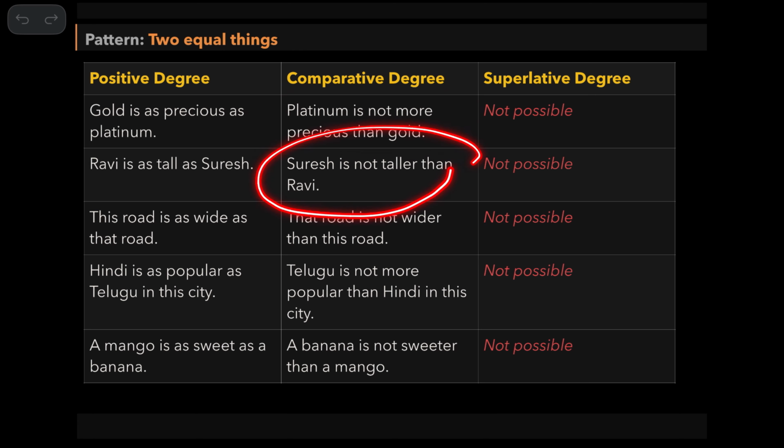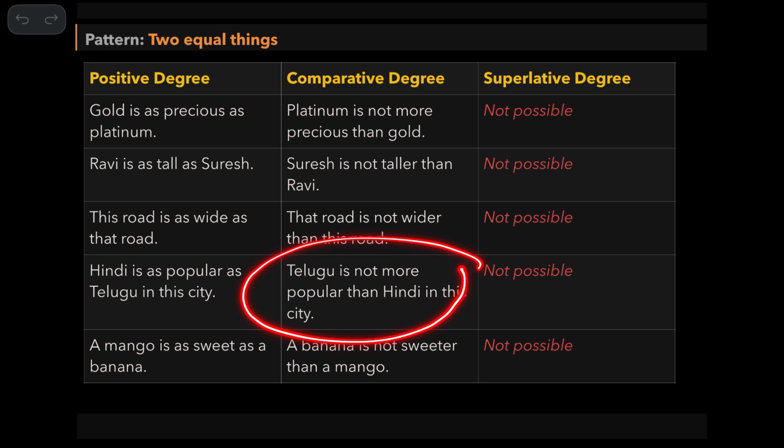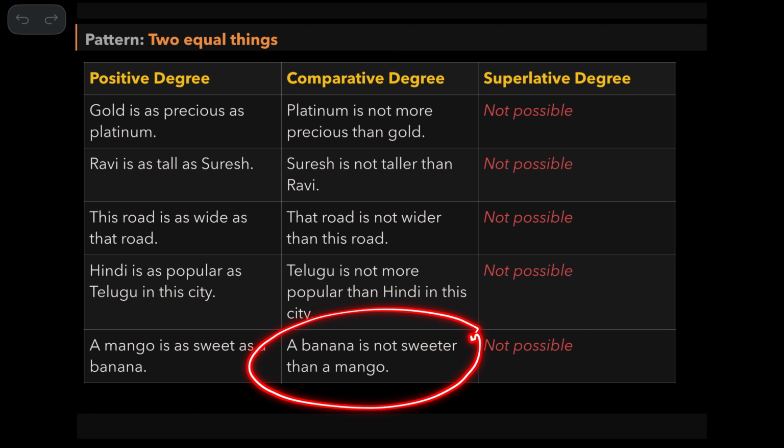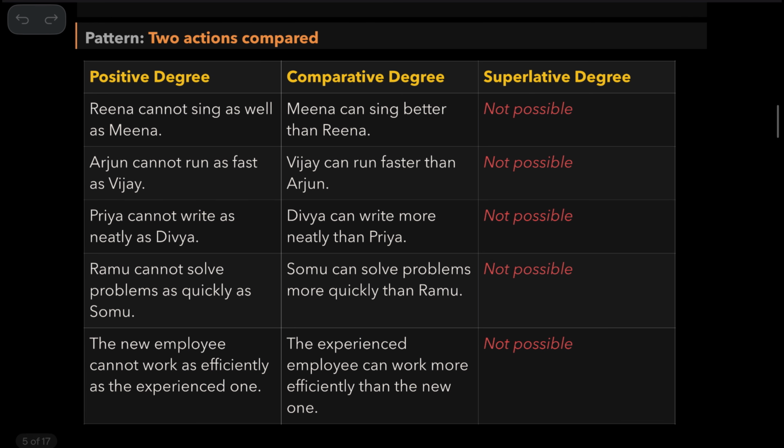Suresh is not taller than Ravi. That road is not wider than this road. Telugu is not more popular than Hindi in this city. A banana is not sweeter than a mango. And this one here, two actions are compared. Who does better?